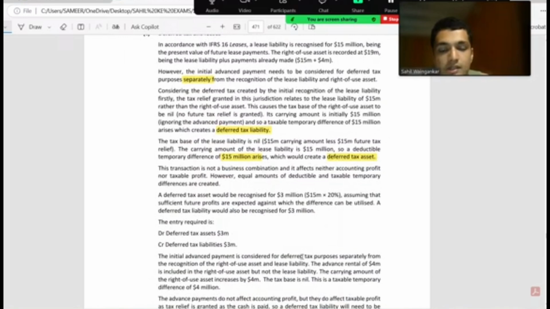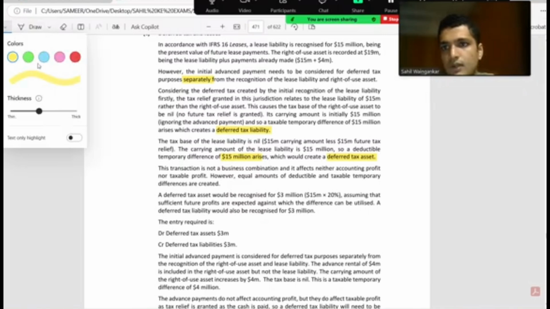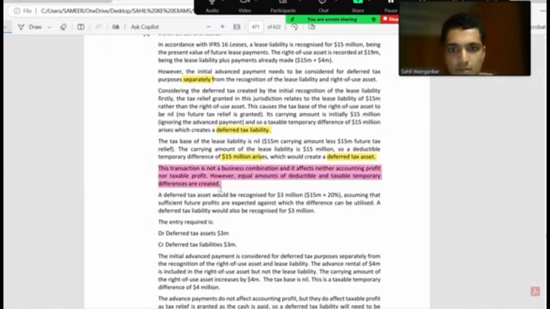transaction is not a business combination as it affects neither accounting profit nor the taxable profit. The transaction is not a business combination. Yes, this is actually a line which is very, very beautiful, and I thought I would learn it by heart, but I could not learn this line by heart. The transaction is not a business combination and thus it affects neither profit nor taxable profit. Neither accounting profit nor taxable profit.